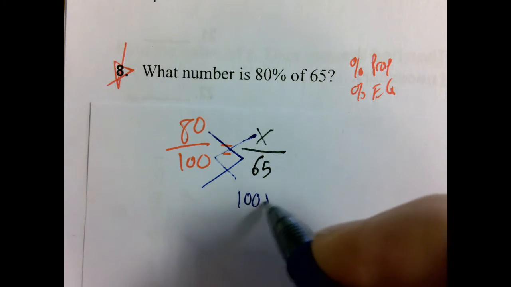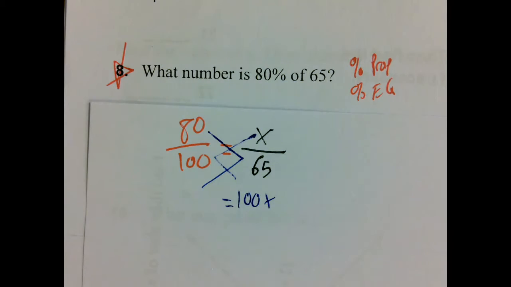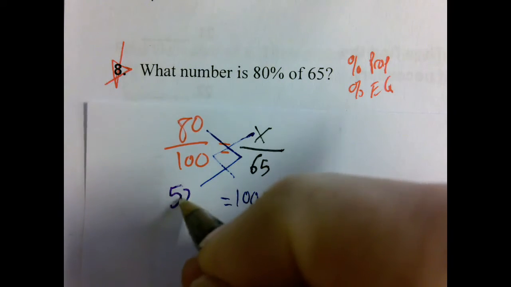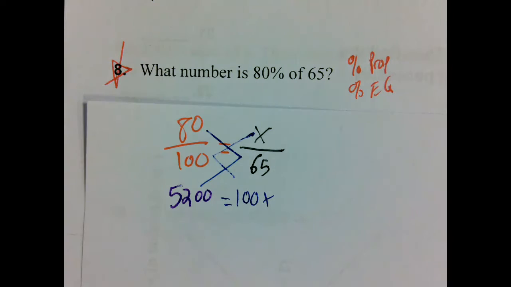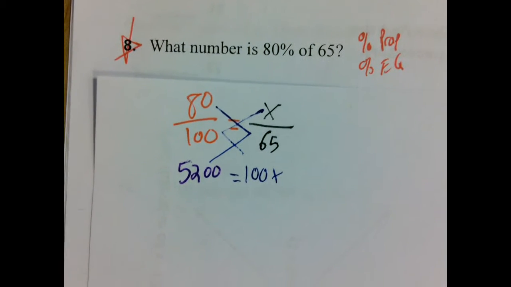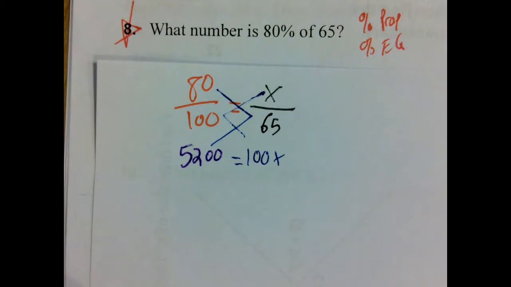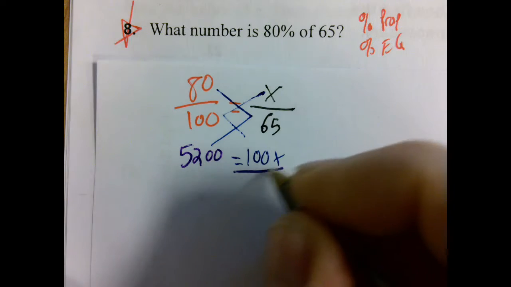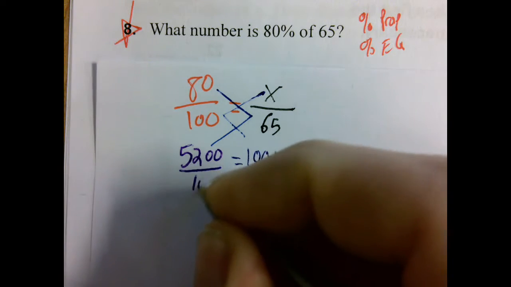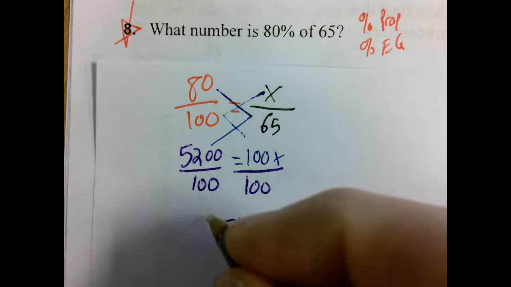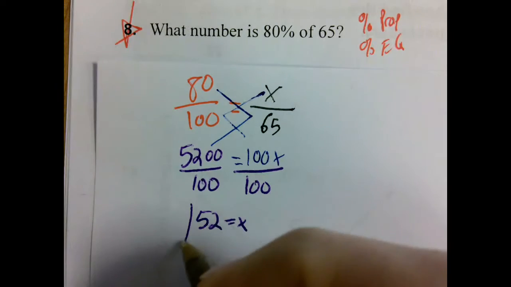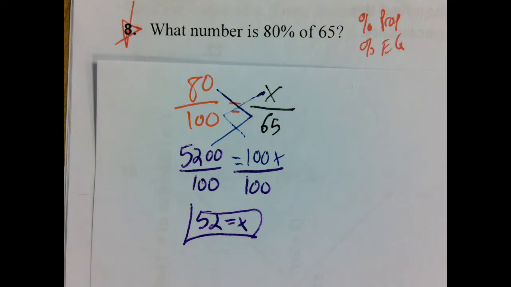and now we can do the crisscross cross product, where you get 100x equals 5,200. Feel free again, as always, to use a calculator with that. Done it a couple of times, so I got it memorized. Divide by 100. Perfect! And you get x equals 52.